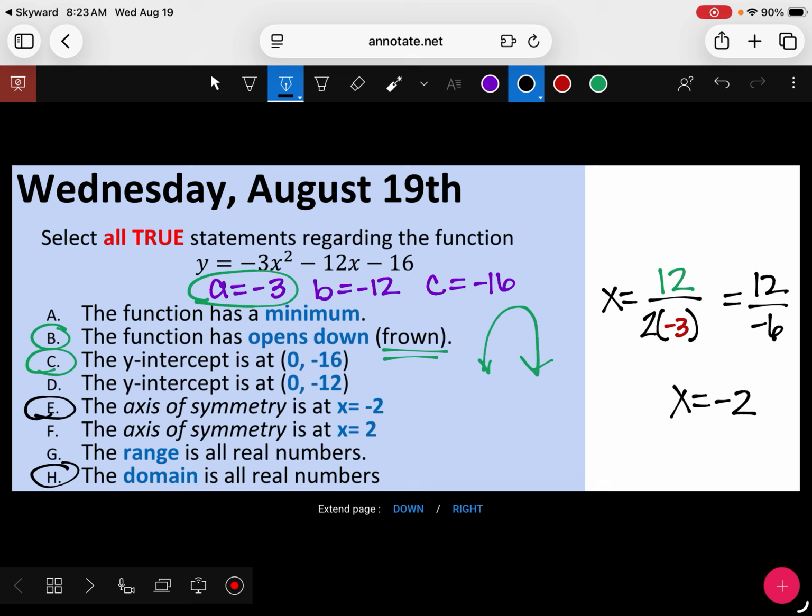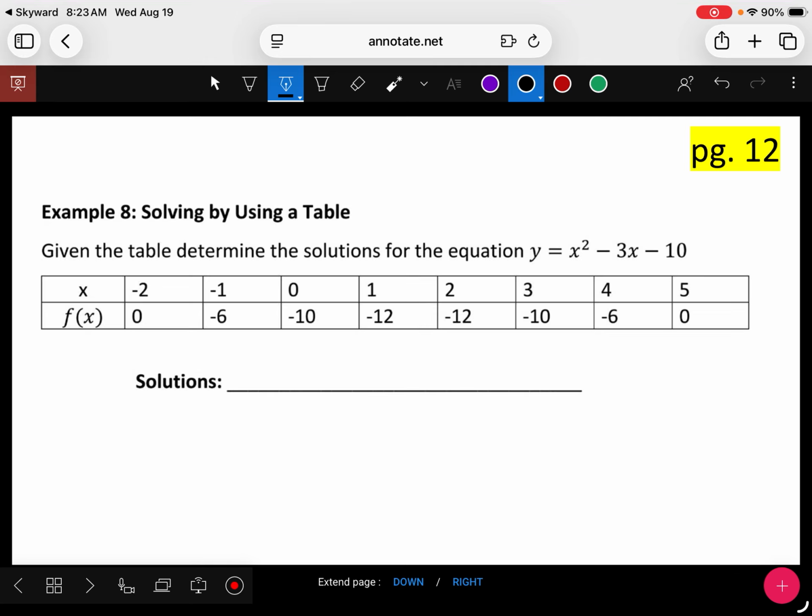All right, let's go to our notes. All we have left are some tables. And then we're going to practice on our whiteboards again for a little bit. So we are on page 12.